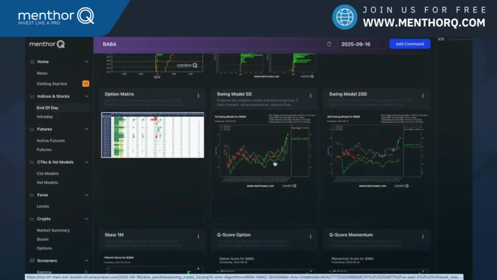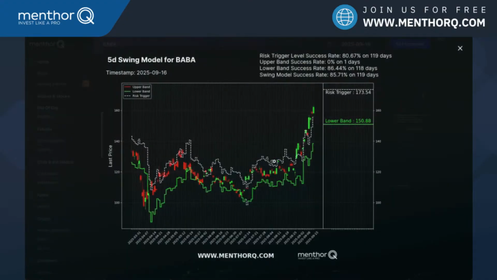But the idea of the swing trading model is to give you clarity on the levels that could be respected or could be targeted within the next 5 days. So in this case, we are seeing a lower band. We are in a bullish bias for BABA, and the lower level, which could signal a potential start of a downtrend, would be 150.88. Our target for the next 5 days is 173.54.